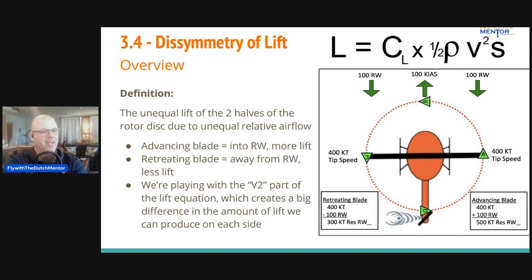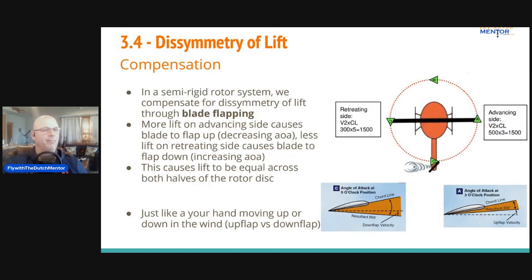So how can we make sure that there's an equal lift component on both the left and the right side itself, which is done through the flapping of the blade itself? It's what we call a compensatory mechanism: when the blade goes forward, it reduces the angle, so it reduces the amount of lift on the advancing side, while we increase the lift on the retreating side, therefore equalizing lift across the entire rotor itself.